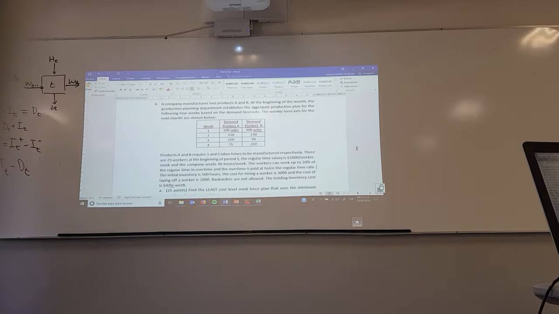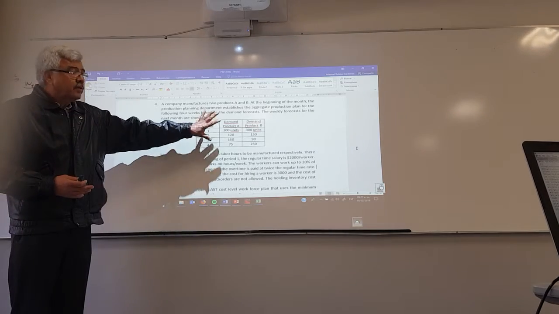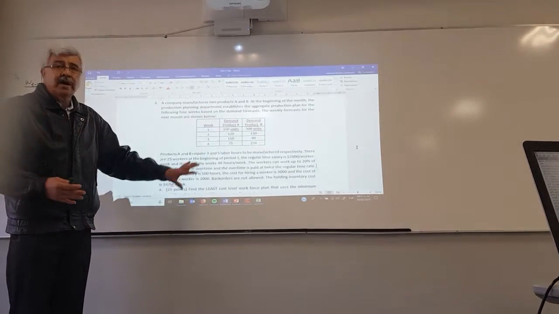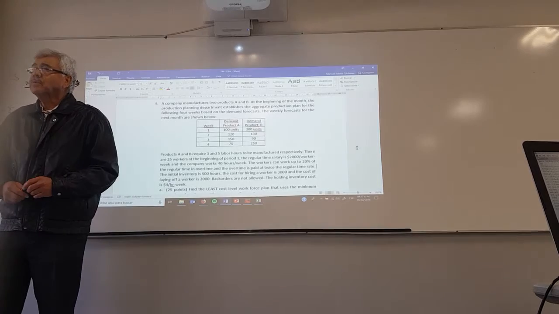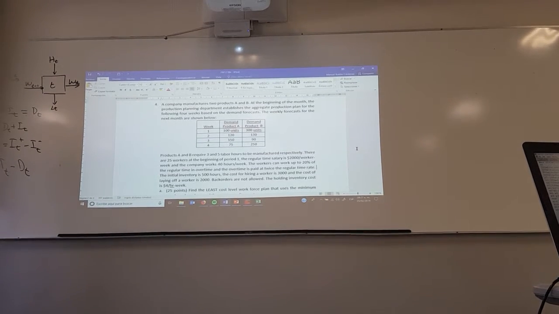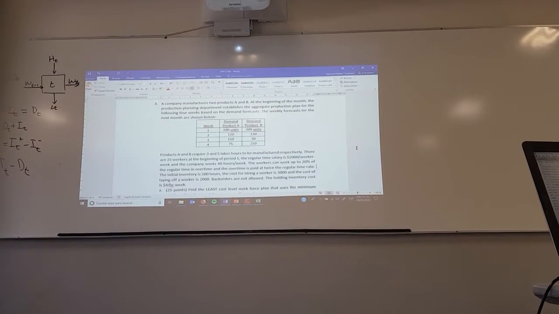So we have a problem here. On one hand, we have units, and on the other, we have hours. So what do we do? Change the hours to weeks? No. What do we do? It says that product A and B require 3 and 5 hours to be manufactured. So change the units to hours.